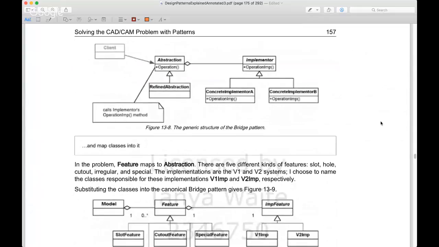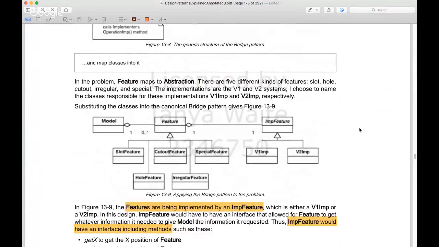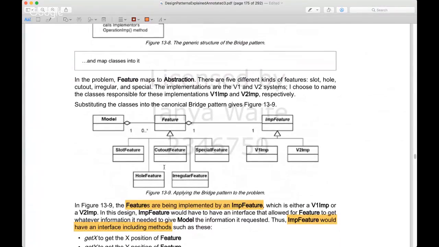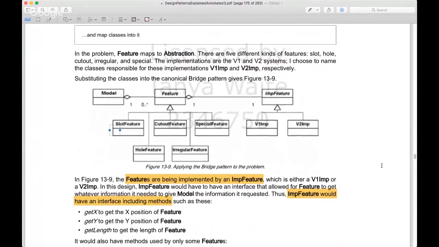So there it is. This is most directly from the book. We have the abstraction and we have the implementation. And so this falls out pretty quickly because we saw that's what happened when we actually implemented this. We came up with the feature and the subclasses of the feature.